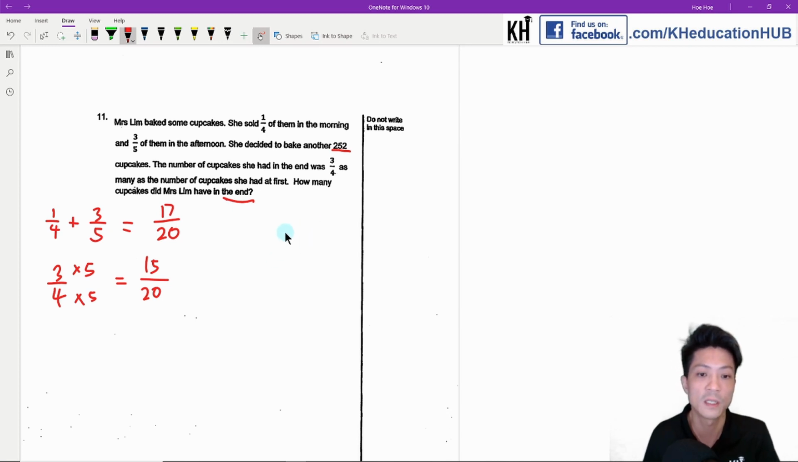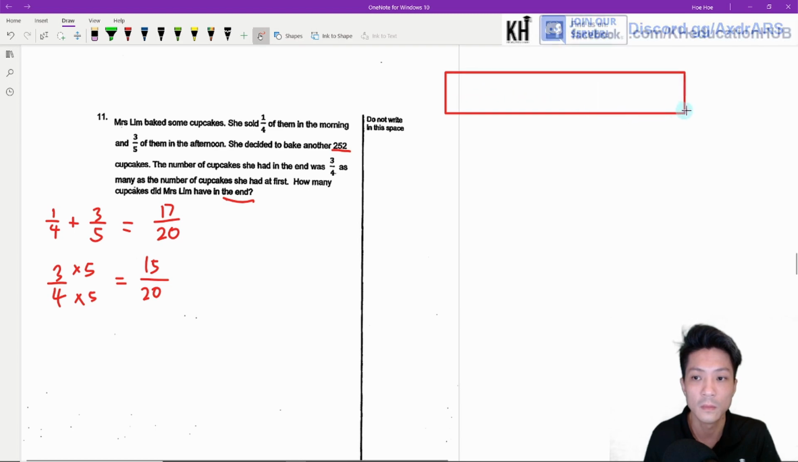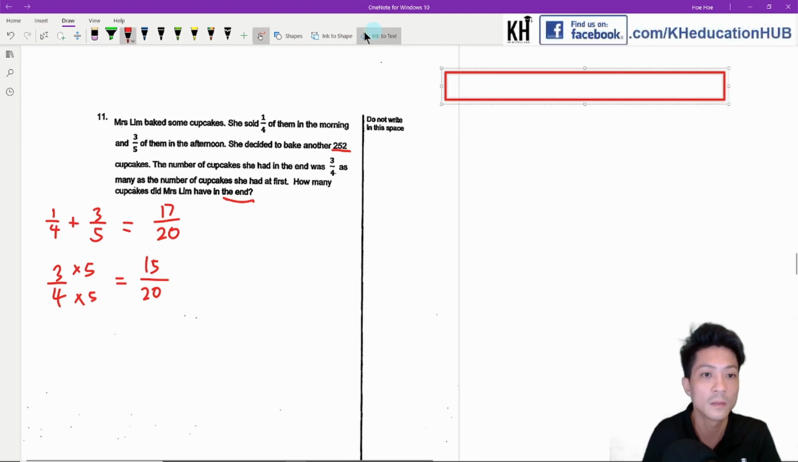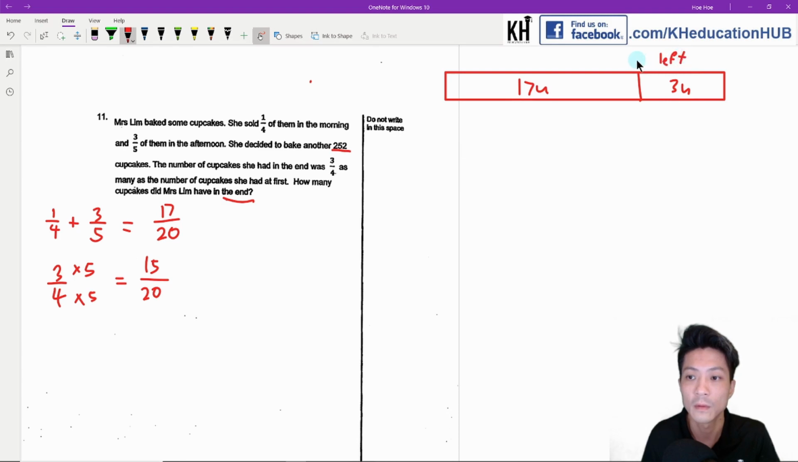Okay, so which means that if I were to draw a model, should I draw a model? Maybe a simple one over here. Okay, and if I were to cut it in two, okay, 17 units and 3 units. Okay, this will be what is left. Okay, here to here.